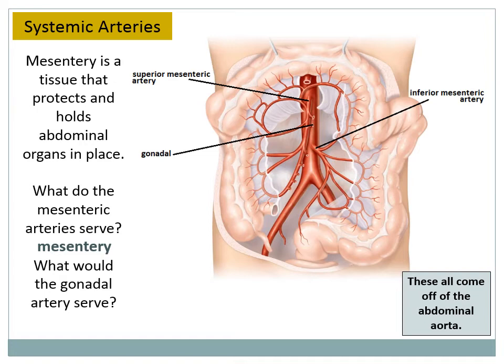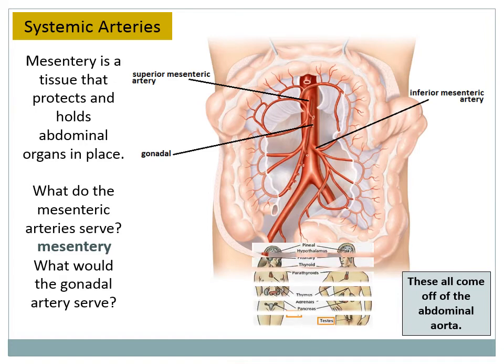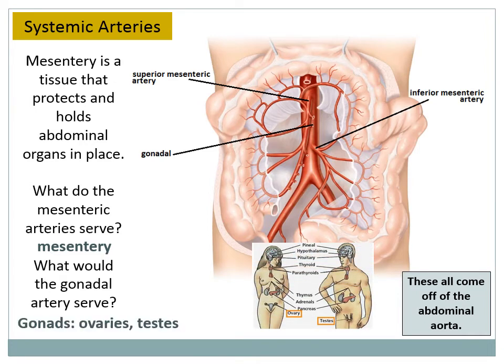Notice how you have a superior mesenteric and an inferior mesenteric artery. So you have one that's a little higher in the body and one that's a little lower in the body. We also have a gonadal artery. What are the gonadal arteries going to serve? Yeah, your gonads. Gonads are ovaries and testes.